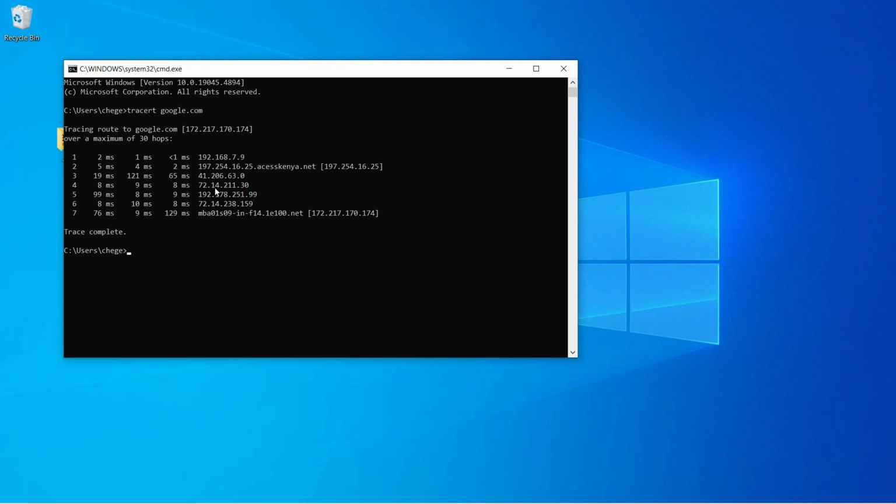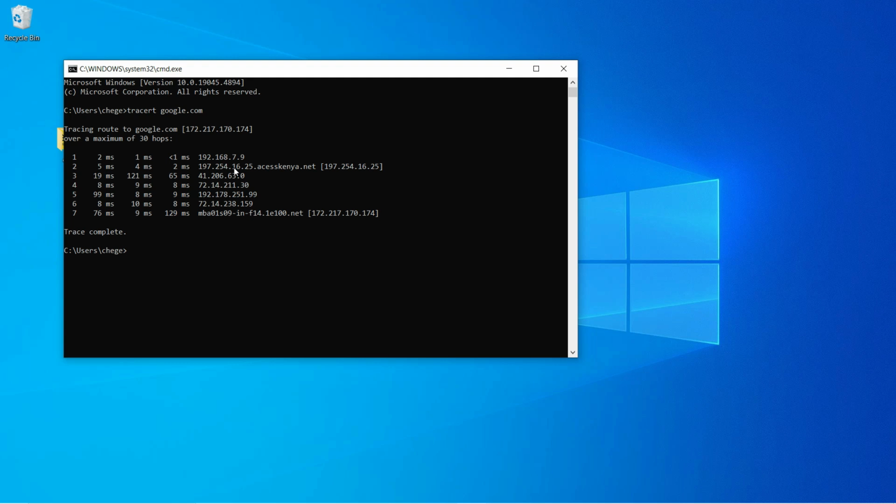It also gives you the round trip time, RTT, in milliseconds. As you can see, this time is in milliseconds. It is the time it takes for a packet to go to each router and back. So this time here is the time taken by my packet to move from my laptop to my router and back. Then the second one is from my router to the ISP router and back, like that. So it is the time the packet takes to go to each router and back.